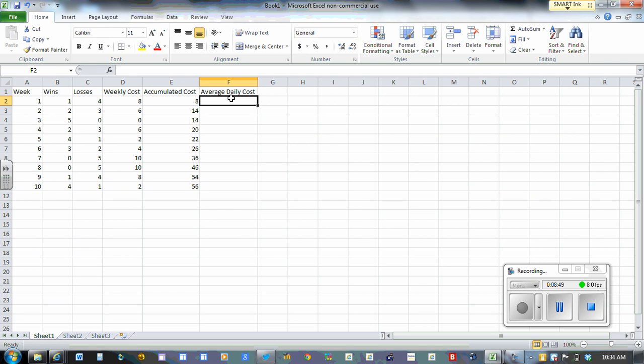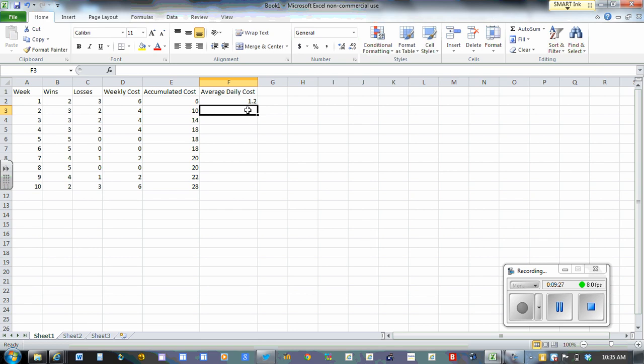So you can see that each formula is referencing the correct number of cells. Last but not least, you're asked to calculate the average daily cost with each week that goes by. To calculate the average, we need to take the total accumulated cost at that point in time and divide it by the number of days that have gone by. In this case, the number of days in 1 week is 5. So we can see that the average cost in the first week, based on 2 wins and 3 losses, is $1.20.